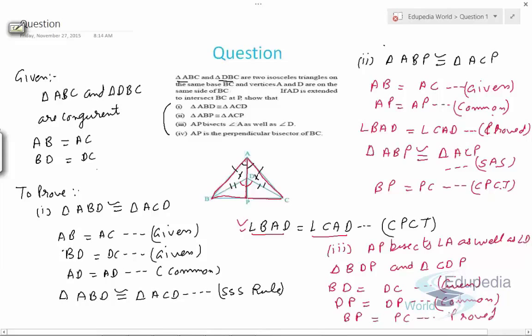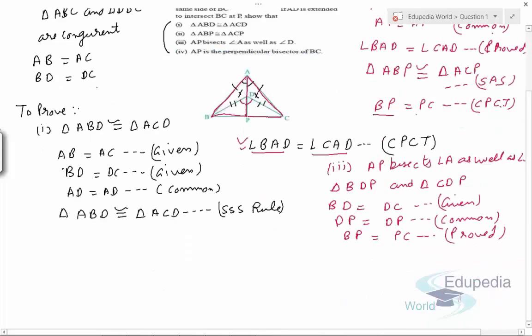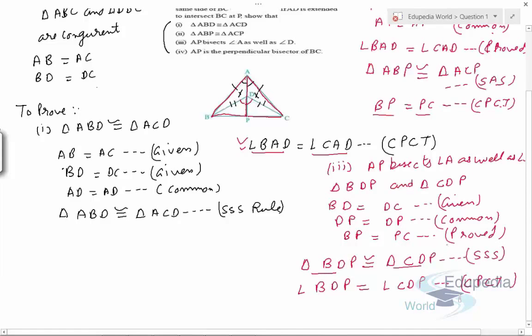We have proved above, isn't it? BP equals PC, we have proved over here. So we can say that triangle BDP is congruent to triangle CDP. So by CPCT, angle BDP equals angle CDP, and we have proved these two triangles congruent by SSS. So this is how we can use the different congruence rules, SAS, SSS and RHS.